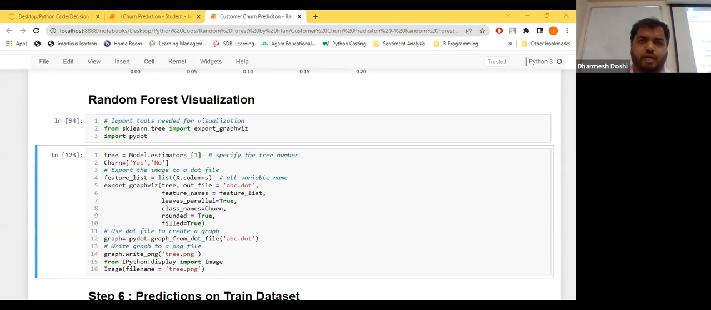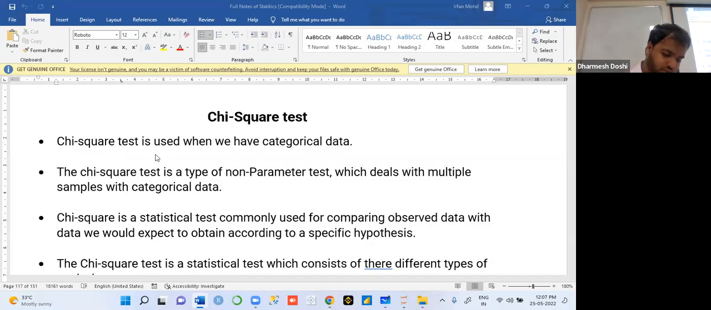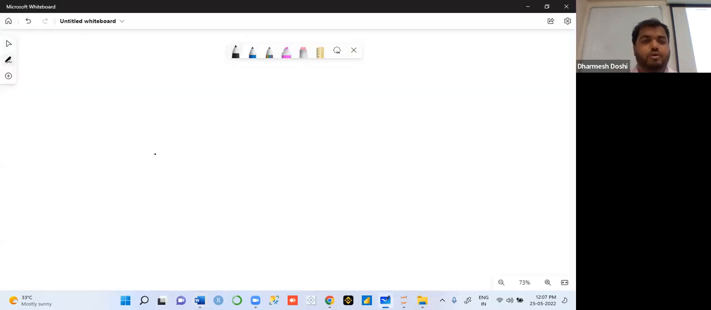You have written, you don't have to write, I'm explaining. So guys, you have just written the theory of chi-square. Moving forward, here we have a chi-square concept.